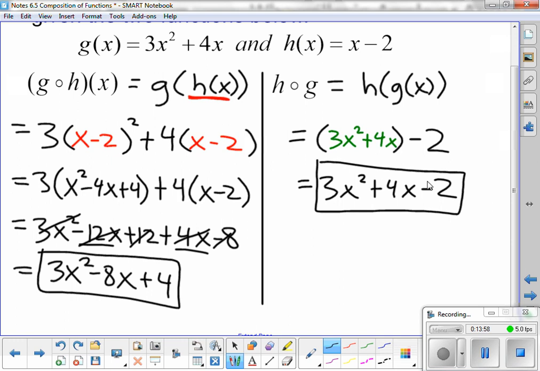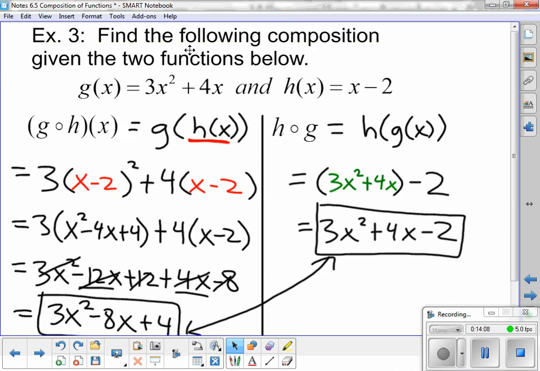And you will notice that this and this are not the same. So it's not going to get you the same answer if you just switch them around. It does matter what order you put one inside of the other one.